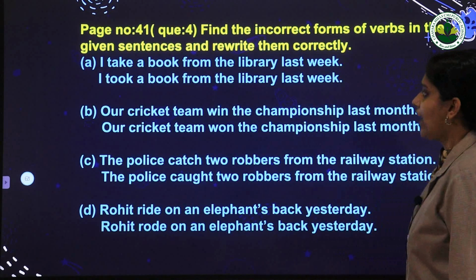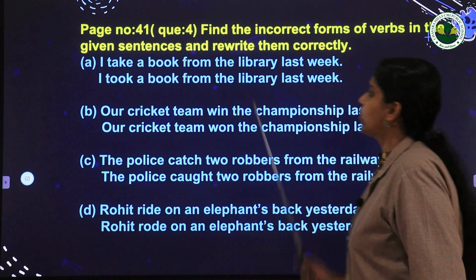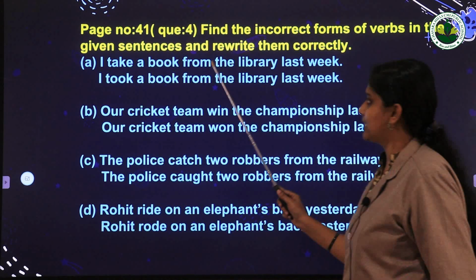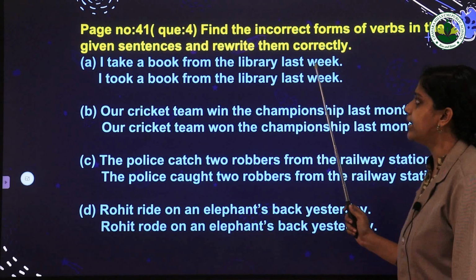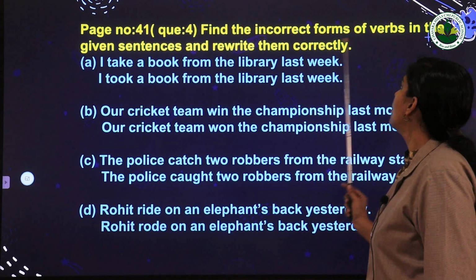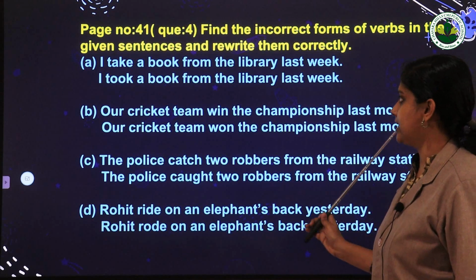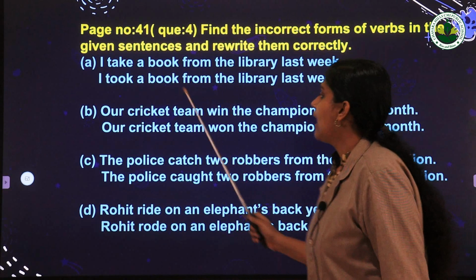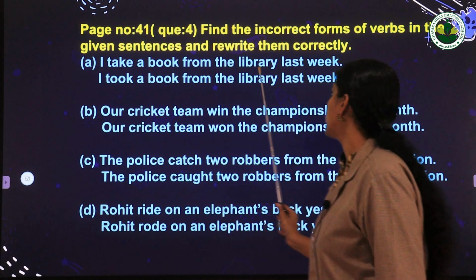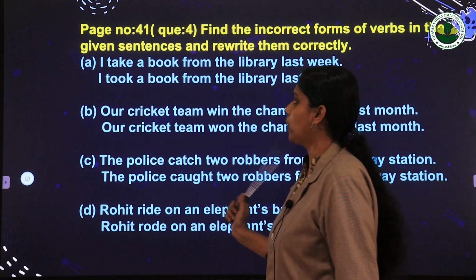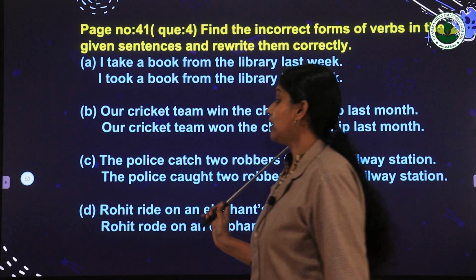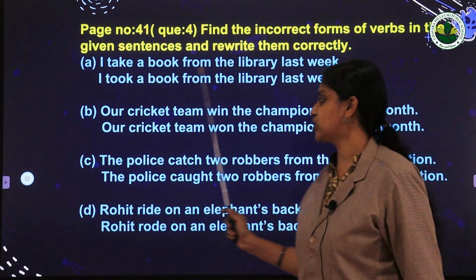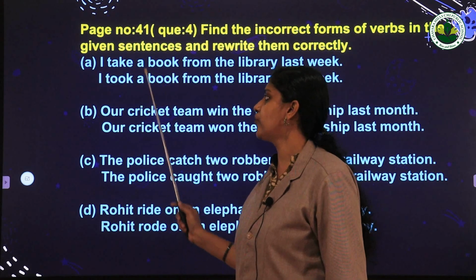Now let us do a small activity. It's on page number 41. Question 4. Find the incorrect forms of verbs in the given sentences and rewrite them correctly. You are asked to find the incorrect forms of verbs in these sentences, and you have to rewrite them correctly. First sentence, I take a book from the library last week. Here you are asked to find the incorrect forms of verbs. It is a completed action, so you should use the past form of the verb here.